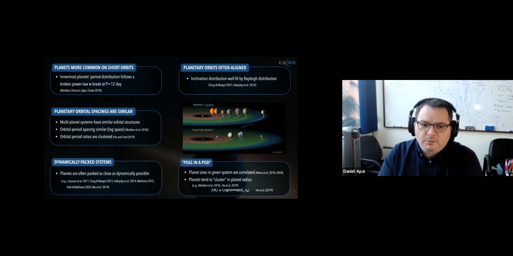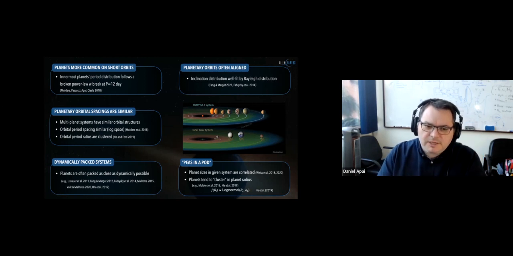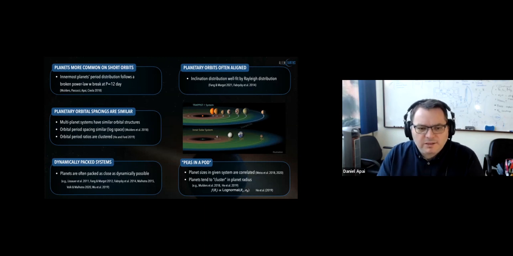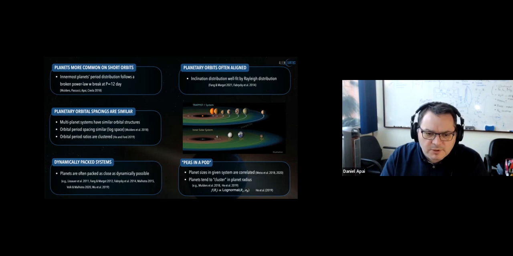We know that planetary orbital spacings share a similarity. It turns out that multi-planet systems often have similar architectures. The orbital period spacing is similar in log space. Another way it was expressed is that orbital period ratios are clustered. These are two examples of this.